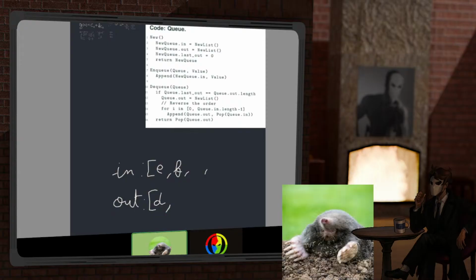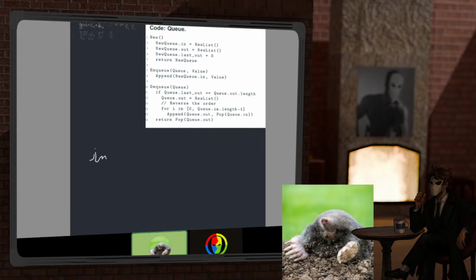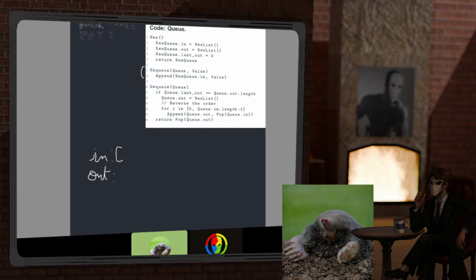What does the worst case analysis have to say about all that? To add a value to our data structure is pretty easy. All we are doing is appending a value to the end of the input. This is what this piece of code does. Since we assume that appending can be done in constant time, this whole function can be done in constant time.